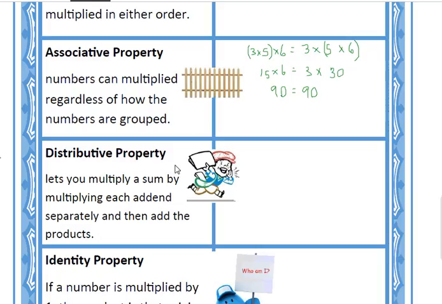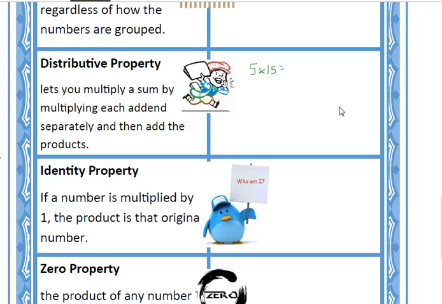Now let's go to distributive property. Now distributive property, think of it as distributive, like when you distribute things, like this newspaper guy, he's going to distribute the newspapers. So distributive property works the same way. So it's kind of like taking numbers apart. Now there's two ways to do it. There's two ways you might see distributive property. So I'm going to show you both ways real quick. So let's say 5 times 15.